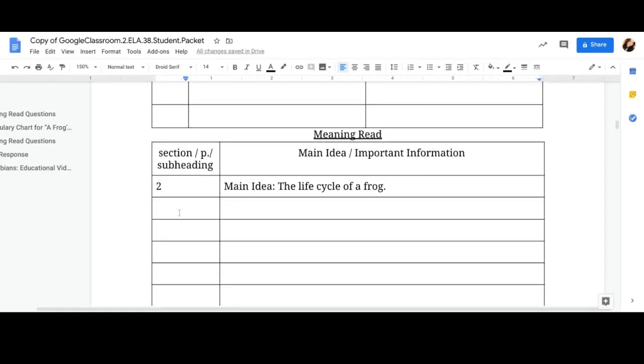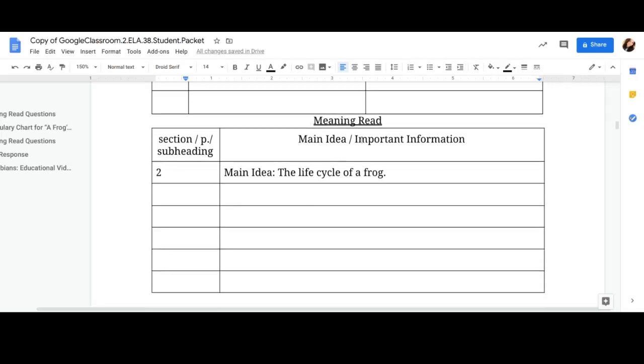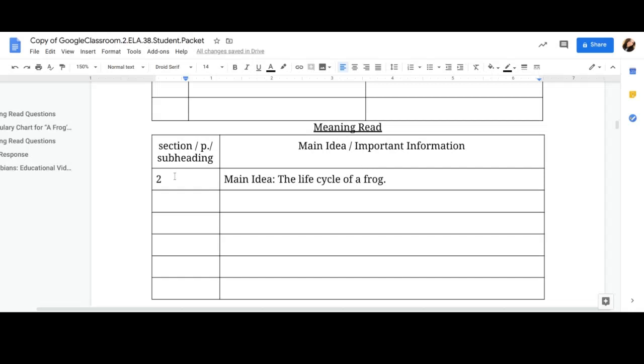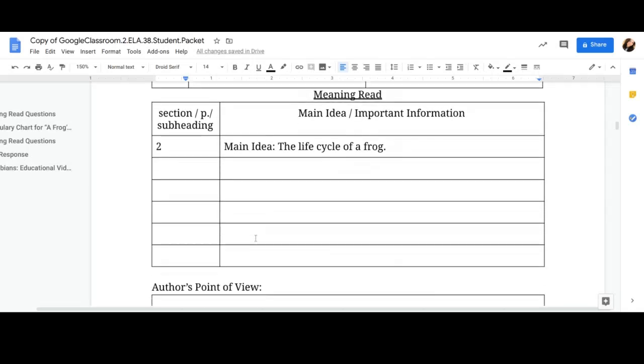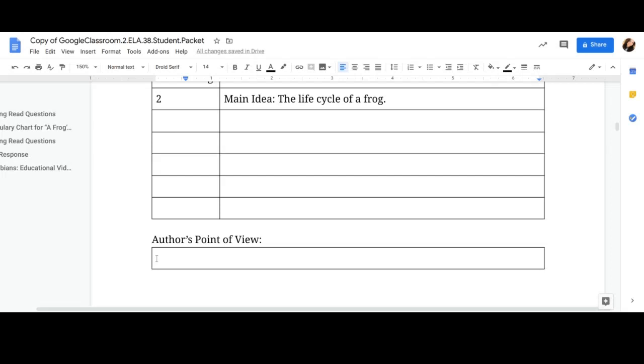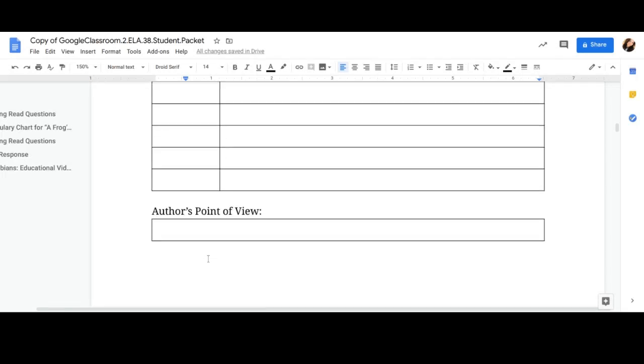Make sure you have this filled out as well, giving me any important information and the main idea of the text. Make sure you have the page number that you found it on, or the number or the step that you found it on. That was important information. And lastly, for Monday's assignments, make sure you have the author's point of view. What was the author's point of view in this text?